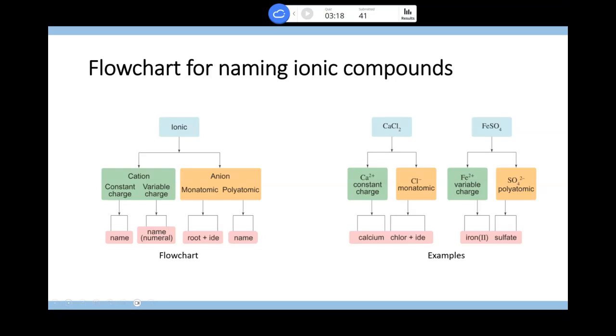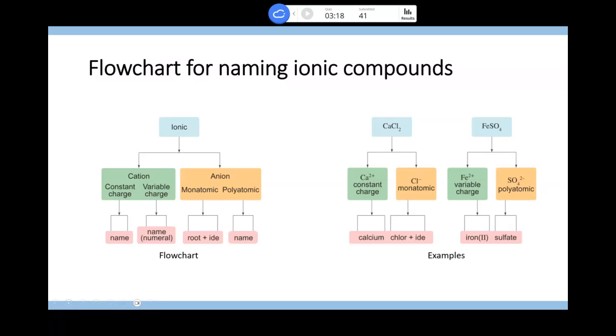Here's an example where we have a cation with varying charge. We have iron sulfate. So iron has a variable charge. We write the name iron and then Roman numerals in parentheses to show iron has a +2 charge in this compound. And then our anion is a polyatomic anion, so we just write the name of it. We don't put the ending at the end here.